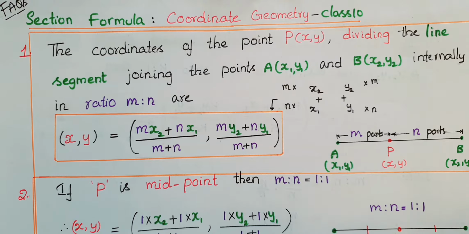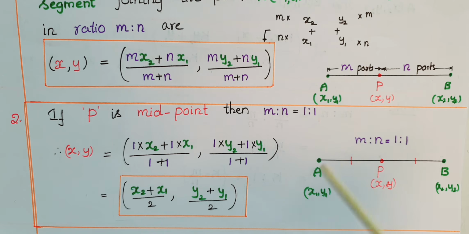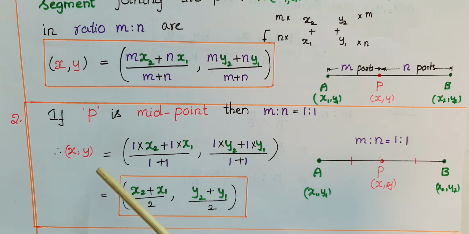And the second point is, if P is midpoint, then m is to n is equal to 1 is to 1. See here, if P is the midpoint of this line segment AB, then AP is equal to PB. So m is to n is equal to 1 is to 1. So you can substitute here m and n as 1. Then you will get P(x, y) is equal to (1 into x2 plus 1 into x1) by (1 plus 1), comma (1 into y2 plus 1 into y1) by (1 plus 1), that is (x2 plus x1) by 2, comma (y2 plus y1) by 2. So if P is midpoint of the line segment, then you can use this formula directly.